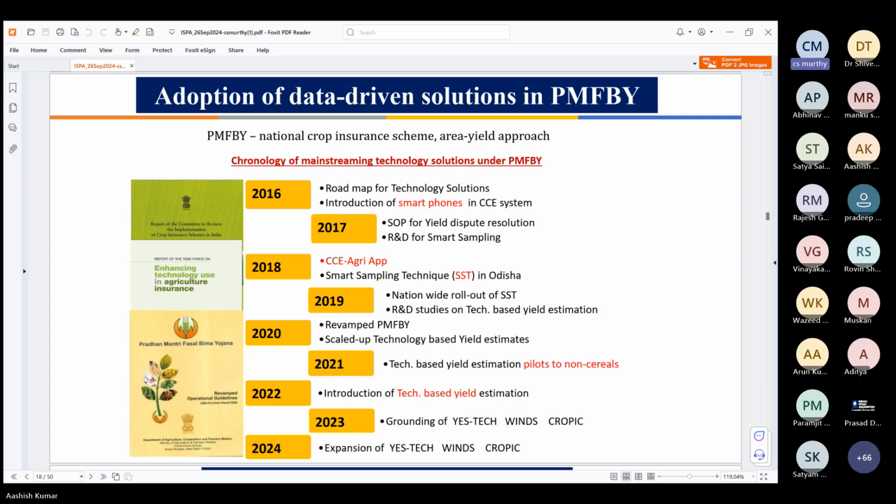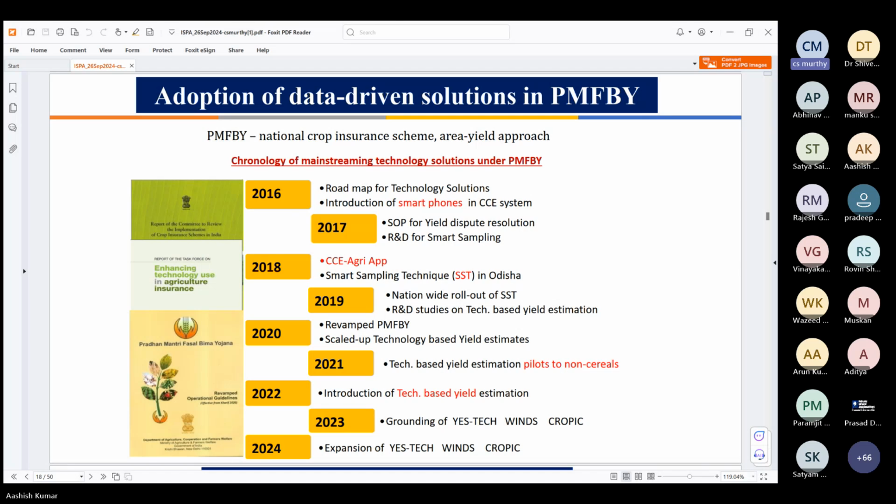Simultaneously, the PMFBY team was scouting for new technology interventions. We started pilot studies on new technologies, for example yield estimation, or nationwide implementation of smart sampling. We started pilot studies in 2020 and 21, with a lot of discussions with all the stakeholders. It's not the government sector alone, but also the private sector, insurance and reinsurance companies. I can say this is a good success story of how technologies are gradually being ingested into the system.